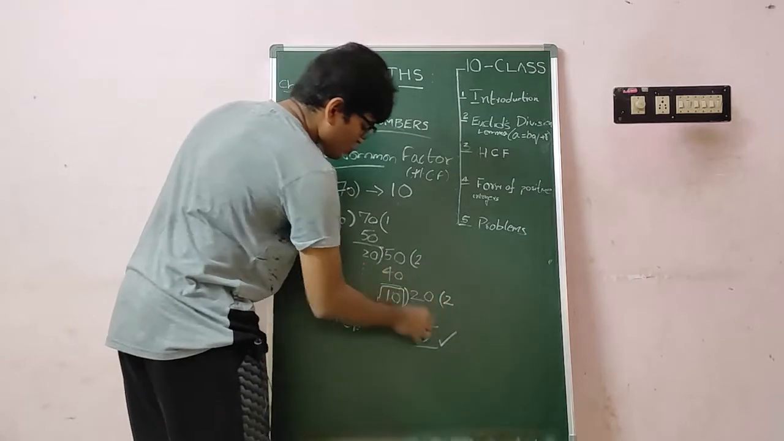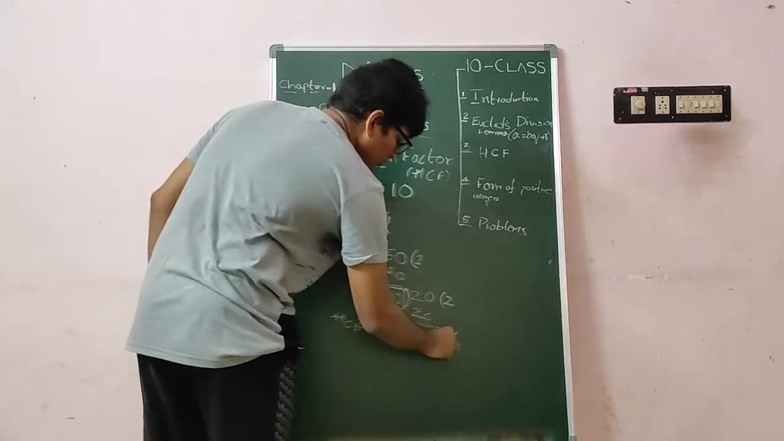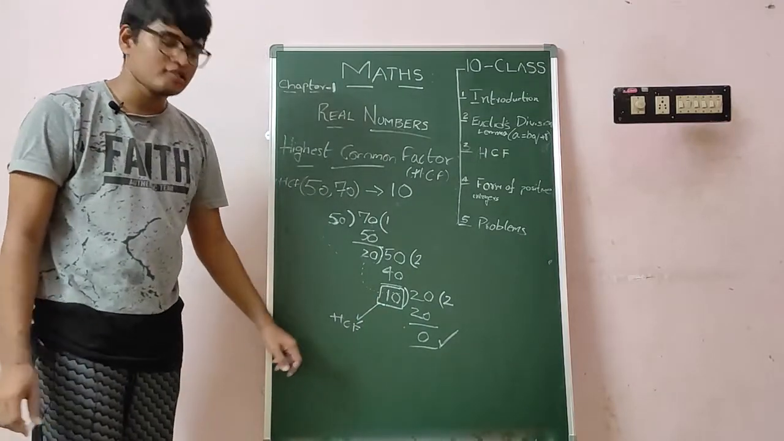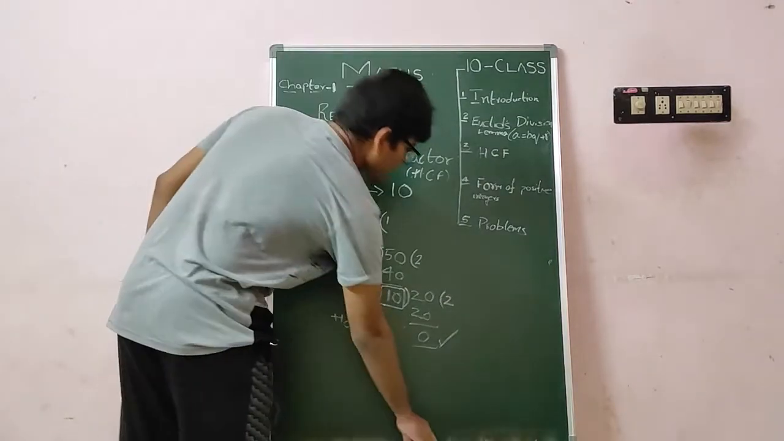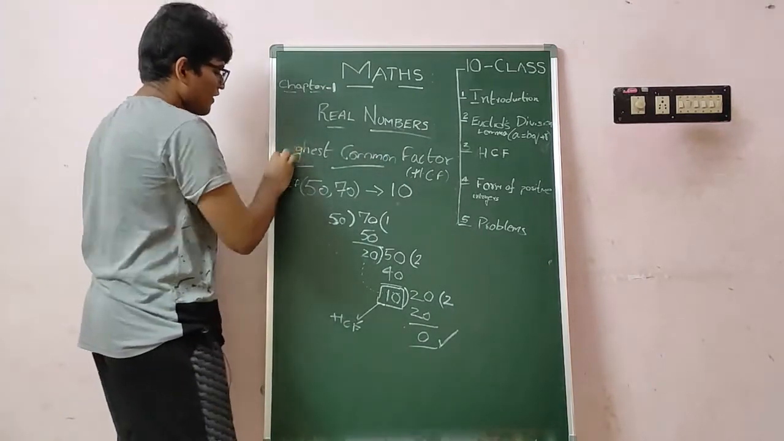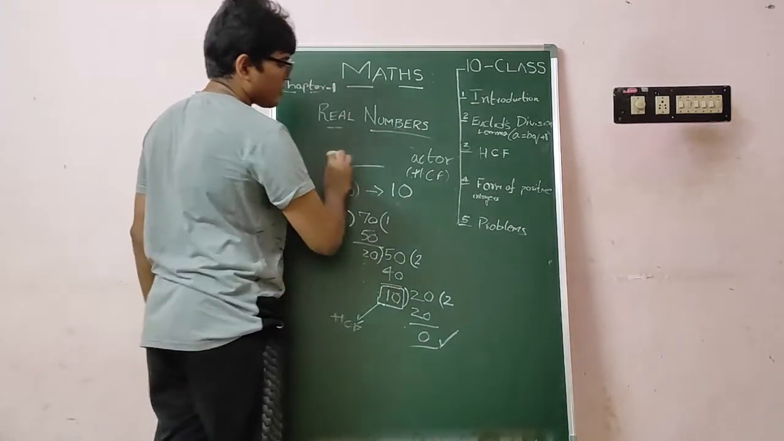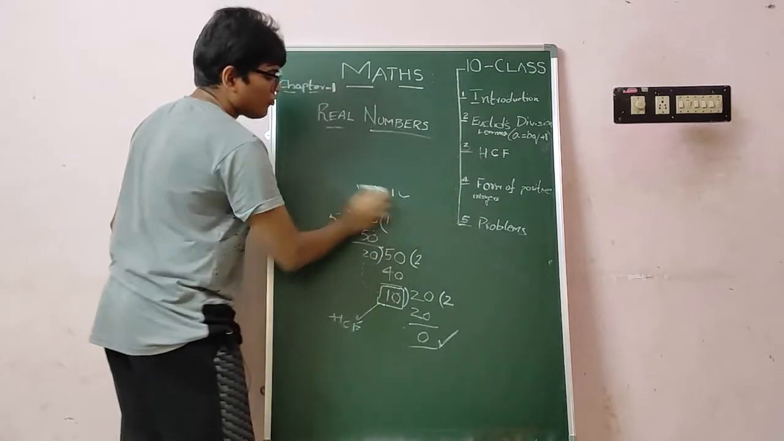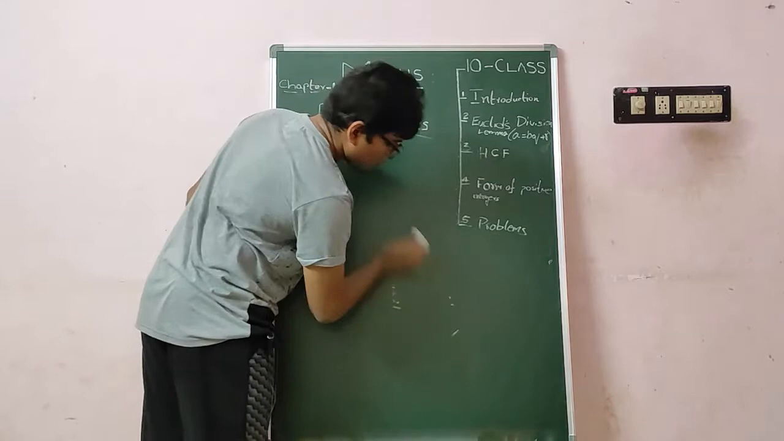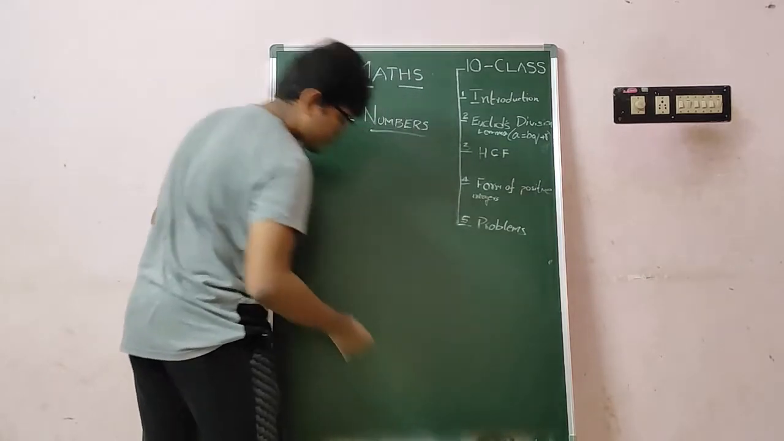Divide this 20 by 10, 2 times, and we get remainder 0. The job is done, students. This 10 is our required HCF. I think you are clear regarding the HCF part. We are moving to the next section in our class, which is the form or representation of positive integers.